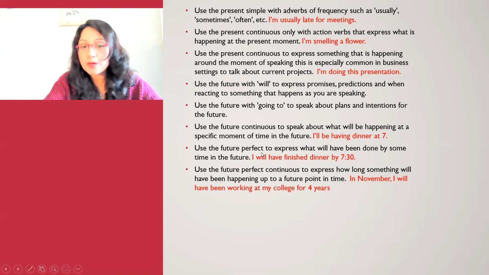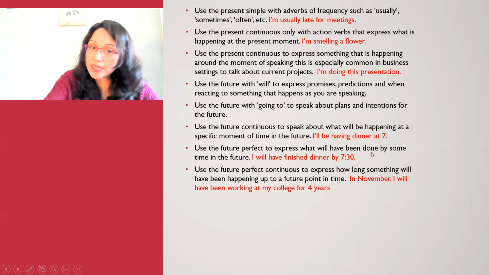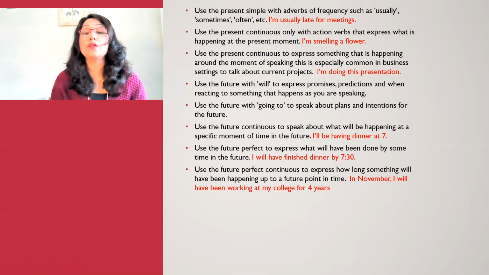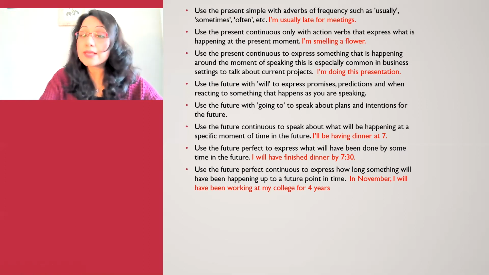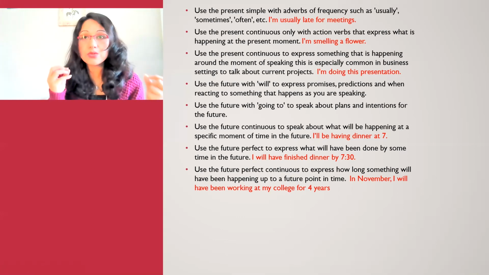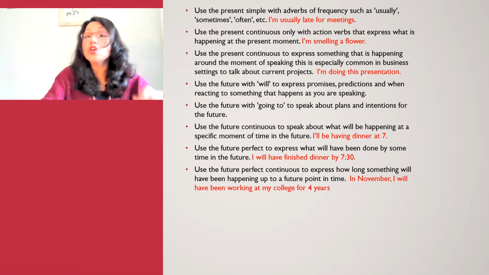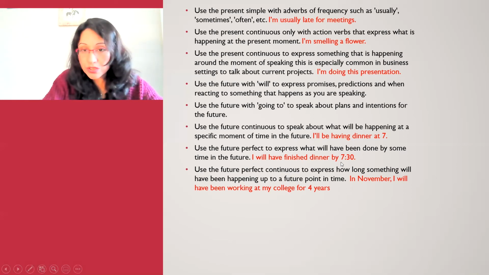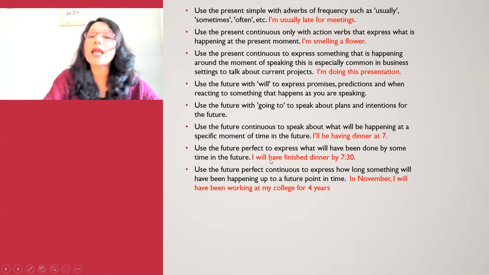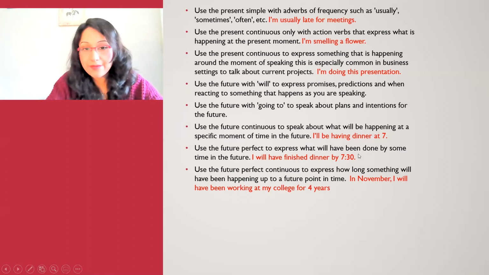Then use the future perfect to express what will have been done by some time in the future. So now when you talk about future perfect, you will express something that you expect to have finished by that time in the future. So I will have finished dinner by 7:30, all right? So I'll be having dinner at 7 and I will have finished dinner by 7:30.